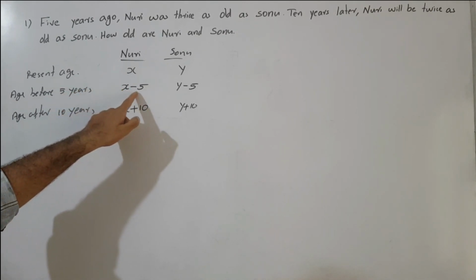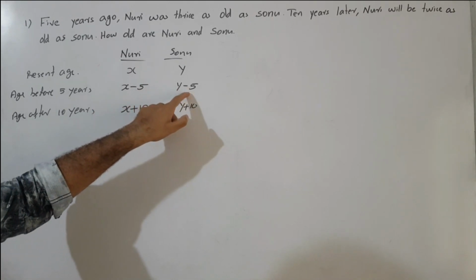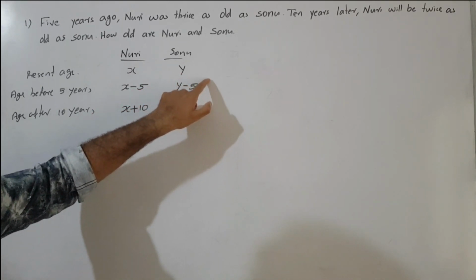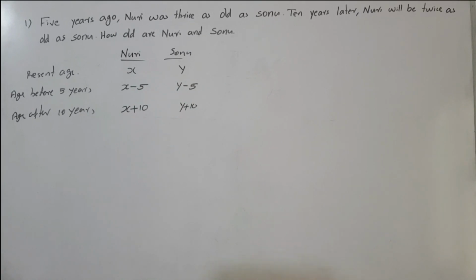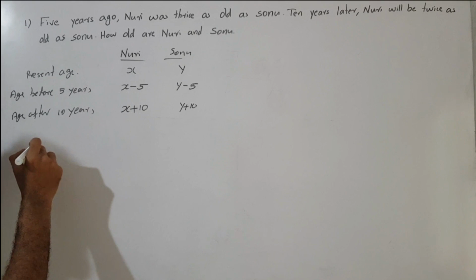Then what is the age of Nuri before 5 years? That age is x minus 5. This x minus 5 is thrice y minus 5. If you multiply, it is 3 times y minus 5. x minus 5 is 3 times y minus 5. So we write the first condition.